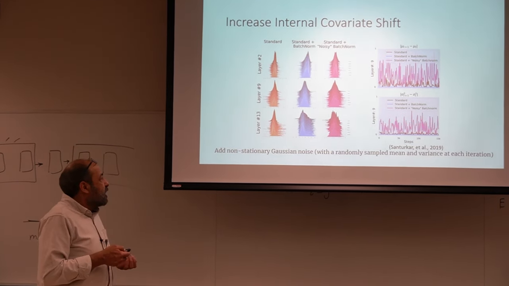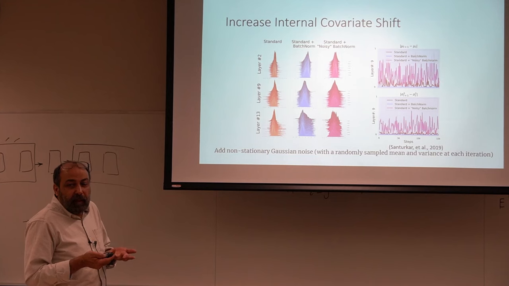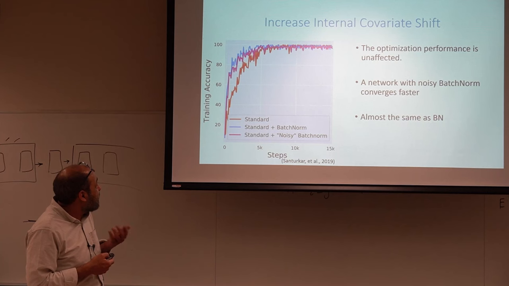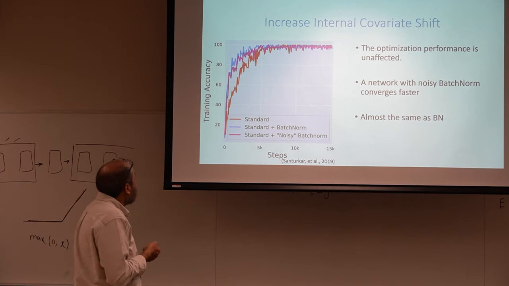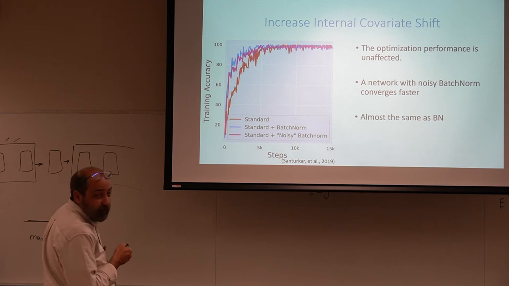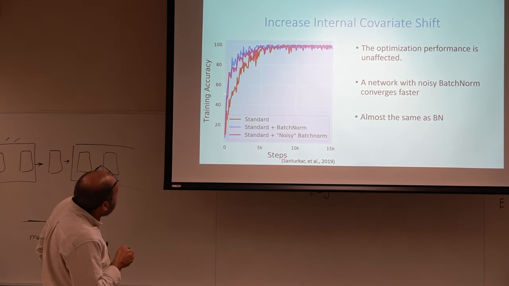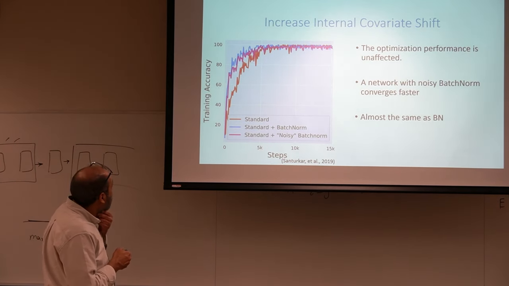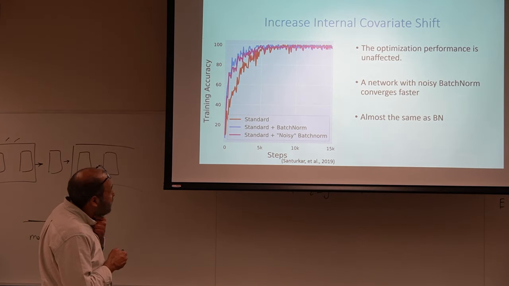If I do this, it seems that nothing dramatically bad is going to happen. In fact, it might be even better. This blue is a standard plus batch norm, this is just a standard, and this one is a standard plus noise batch norm. So intentionally, in this case, I increase the covariate. It's better than a standard. Not as good as batch norm, but it's better than standard.